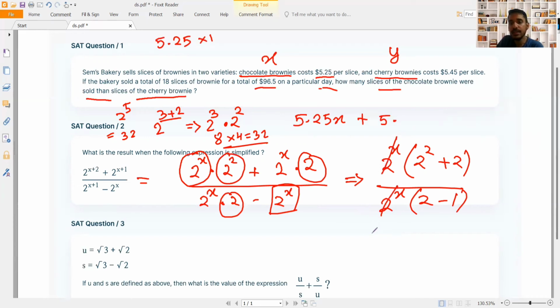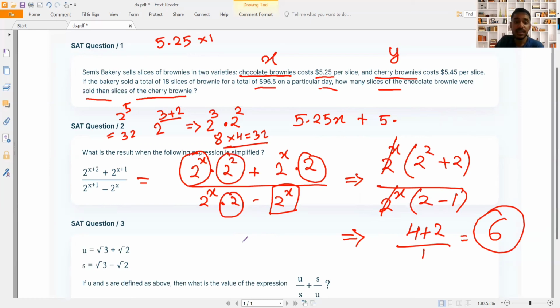So this gets cancelled. 2 square is nothing but 4. 4 plus 2. And what's here? 2 minus 1 is just 1. So my answer is 6. Okay? I hope you understand this one. Shall we move to the next one? All right.